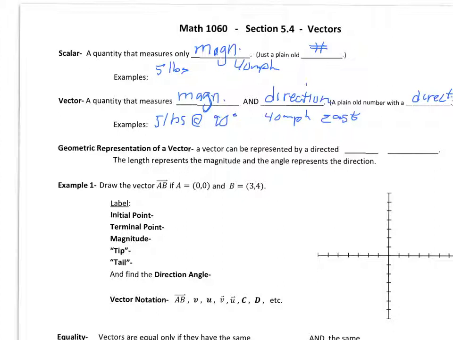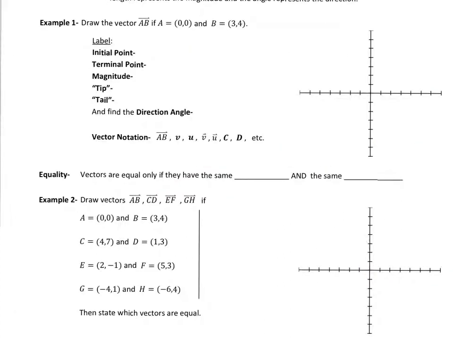Okay, so it just adds another component to that. When you talk about geometric representations of vectors, we're going to graph these and plot them and all that kind of stuff. So a vector can be represented by what we call a directed line segment, because vectors have a specific direction and a specific length. Let's go through some of these and start drawing vectors, and then talk about different parts of the vector.